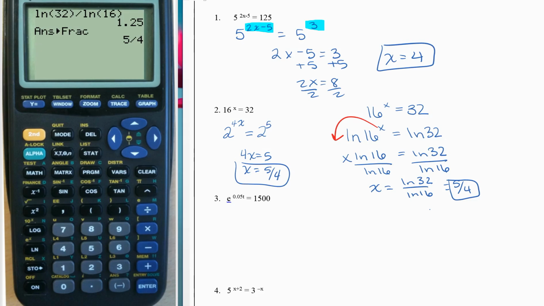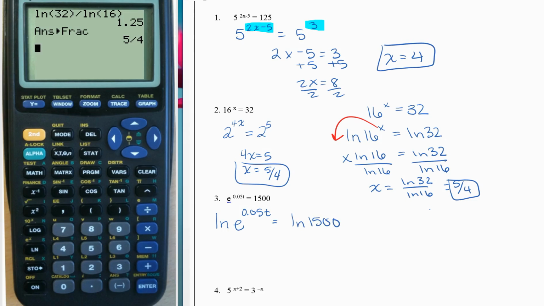And as we see for this next one, natural log and e cancel each other out very nicely. So here we have e raised to the 0.05t equals 1500. So we're going to take the natural log of both sides. Natural log of e to the 0.05t equals natural log of 1500.